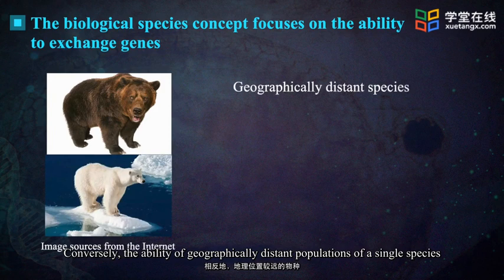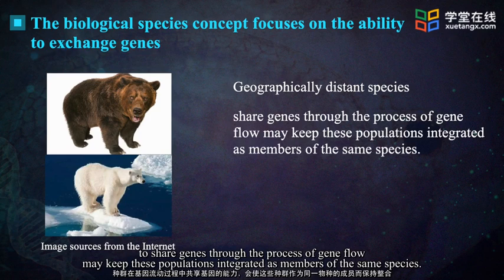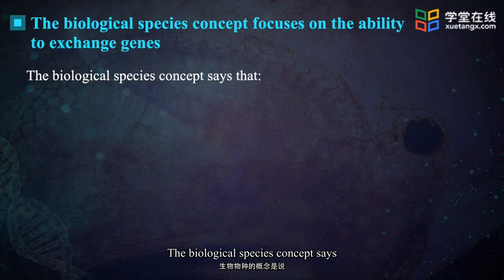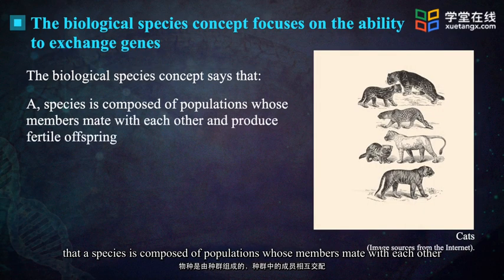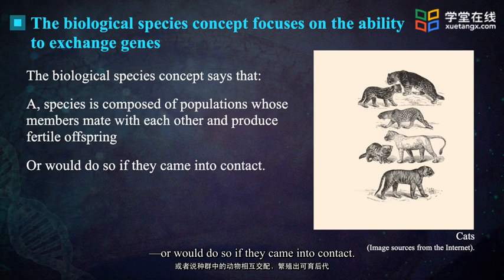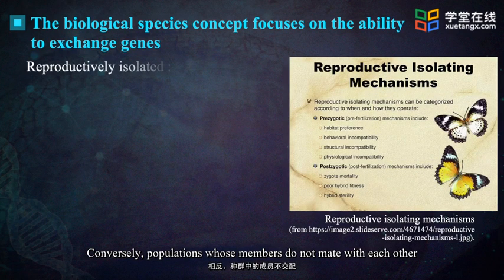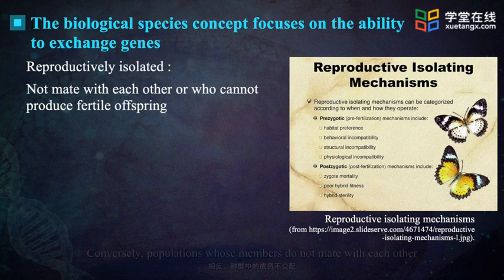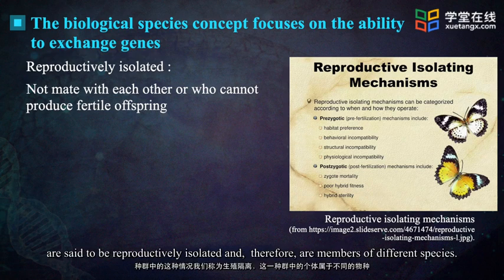Conversely, the ability of geographically distinct populations of a single species to share genes through the process of gene flow may keep these populations integrated as members of the same species. The biological species concept says that a species is composed of populations whose members mate with each other and produce fertile offspring, or would do so if they came into contact. Conversely, populations whose members do not mate with each other, or who cannot produce fertile offspring, are said to be reproductively isolated and therefore are members of different species.